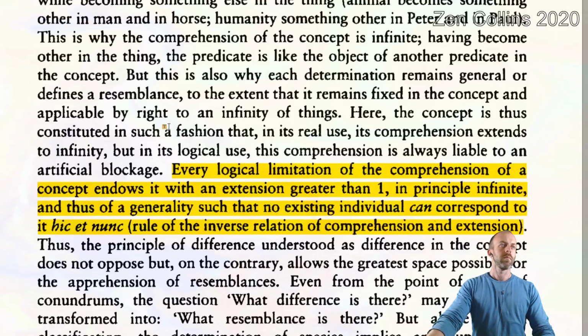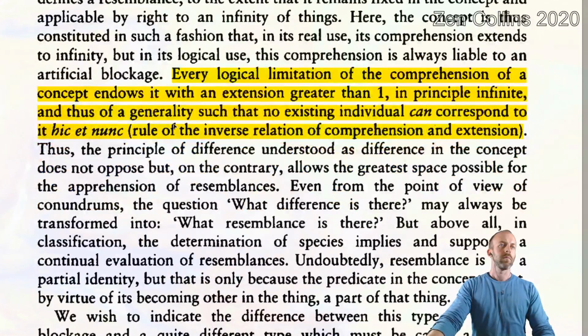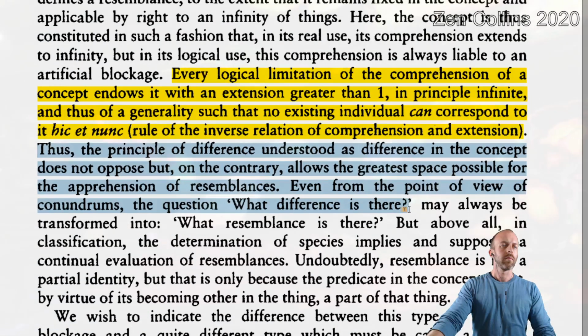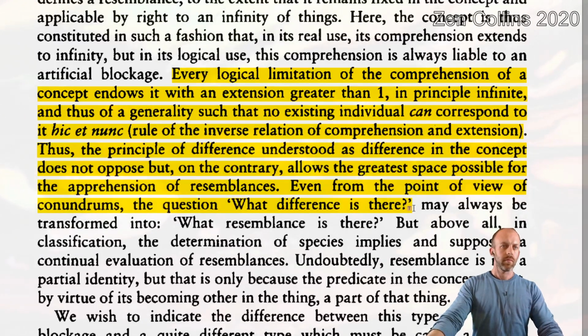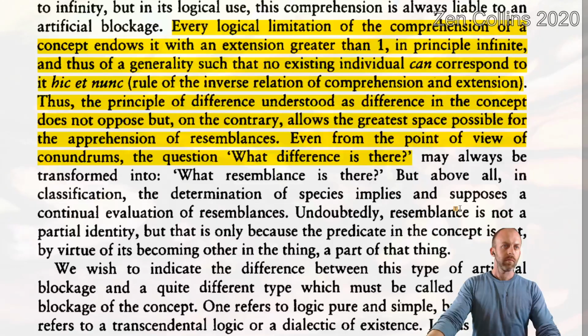Thus, the principle of difference understood as difference in the concept does not oppose but, on the contrary, allows the greatest space possible for the apprehension of resemblances, even from the point of view of conundrums. The question what difference is there may always be transformed into what resemblance is there, but above all, in classification, the determination of species implies and supposes a continual evaluation of resemblances. Undoubtedly, resemblance is not a partial identity, but that is only because the predicate in the concept is not, by virtue of its becoming other in the thing, a part of that thing.